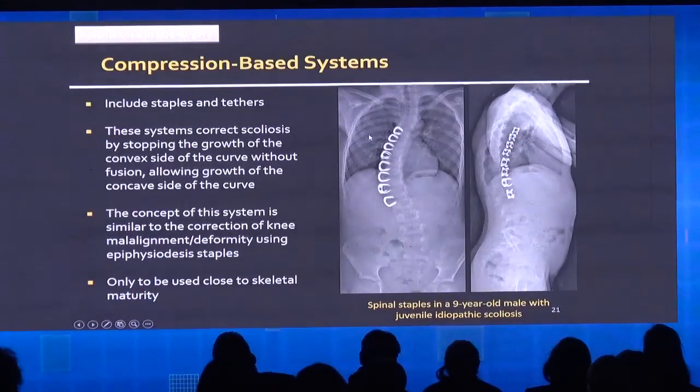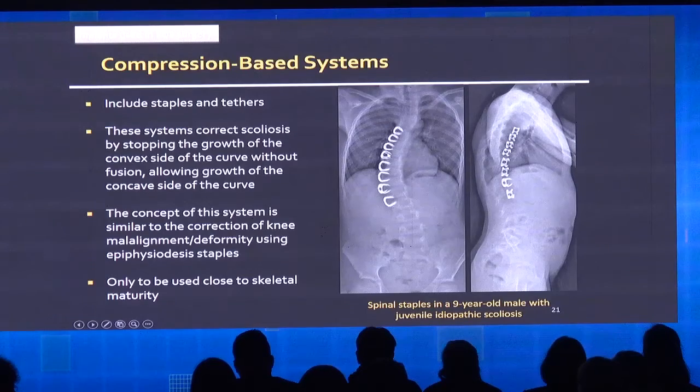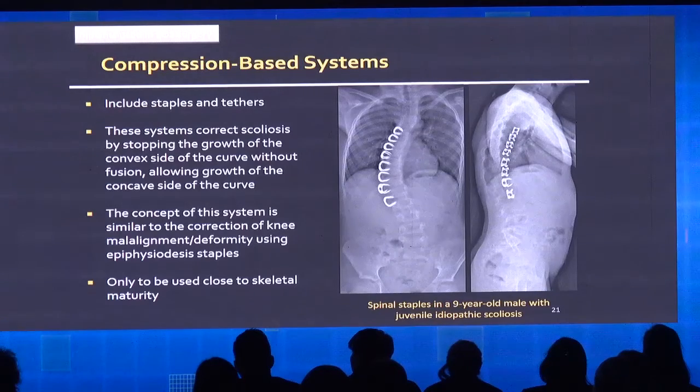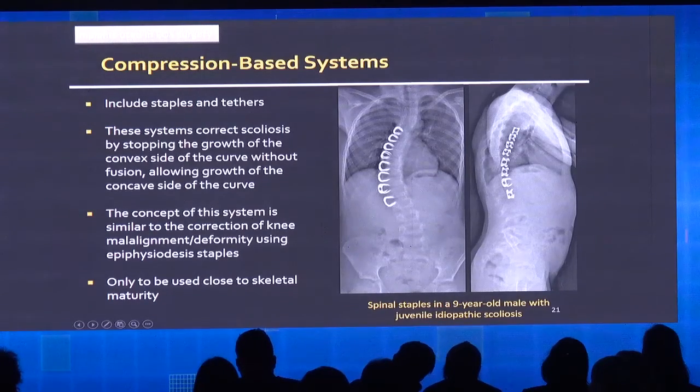You can also have compression devices, which are mostly represented by staples, as in this case, and tethers, as in the next one. They are used to correct scoliosis close to the end of skeletal maturation, and these staples, which are bridging every, I would say, hemidiscs, are placed thoracoscopically, and the way they work is very similar to the surgery for a genu valgum correction at the knee level. By blocking the growth at the convexity, you expect that the growth at the concavity will progress, and at the end of growth, at the end of skeletal maturation, the spine will be straight.